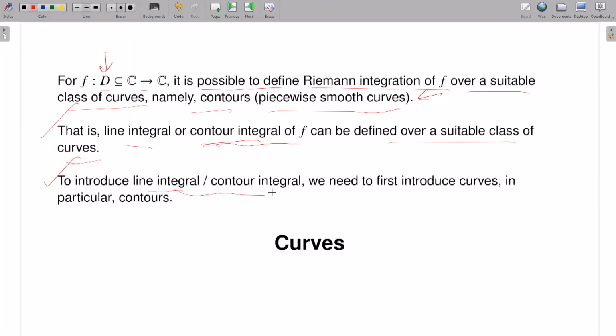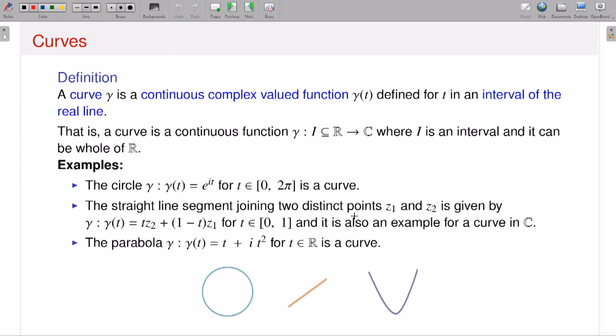But since I am talking about contour or piecewise smooth curves, I need to start with what I mean by curve, and what I mean by contour. So let me start with the concept of curves. Okay, so what is the definition of curve? A curve gamma, so I think this is quite common, I hope, again I just recall it.